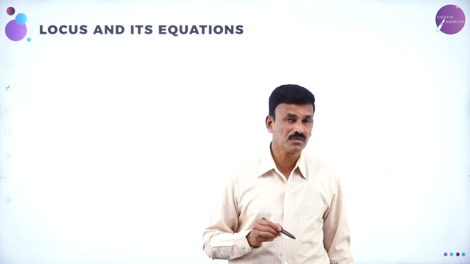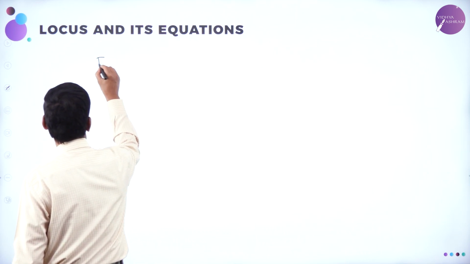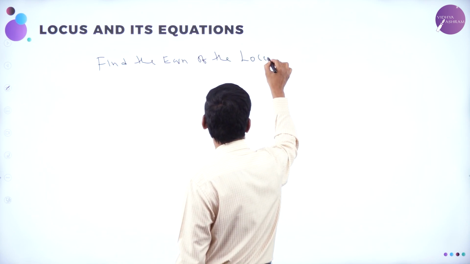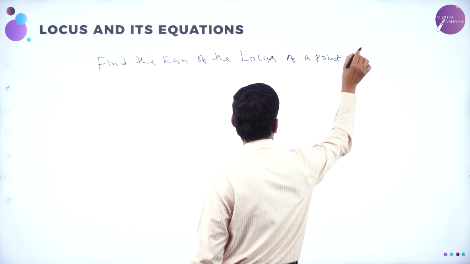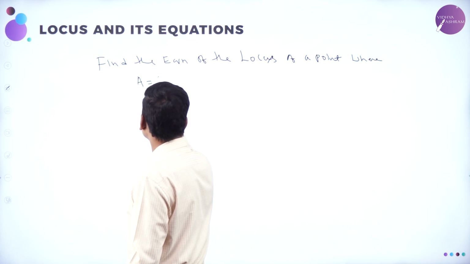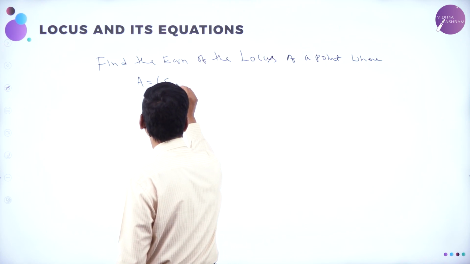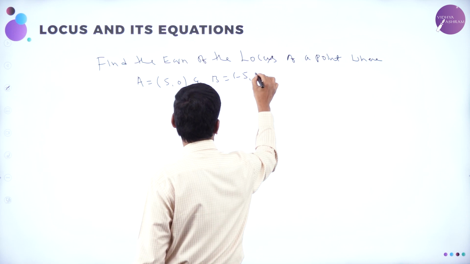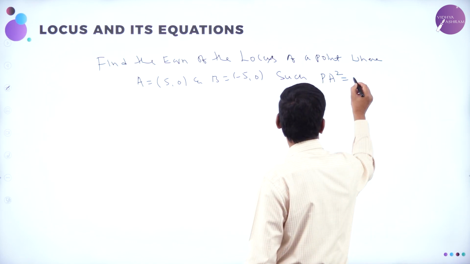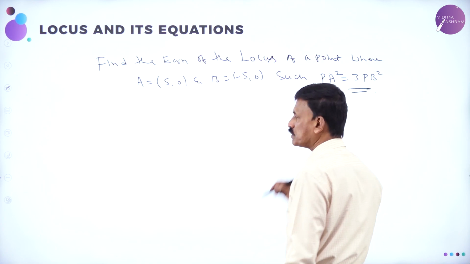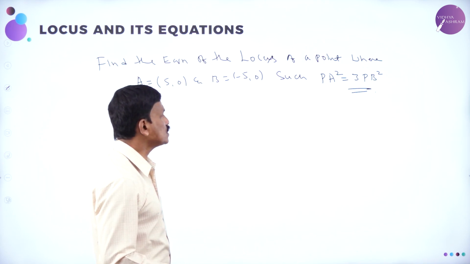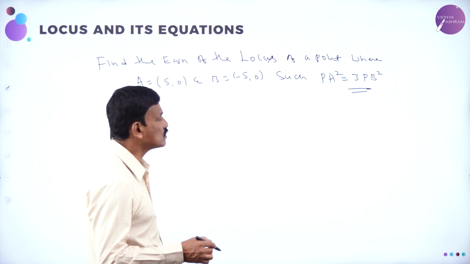Now let us take one more problem, a very important problem. Find the equation of the locus of a point P, where A is (5, 0) and B is (−5, 0), such that PA² = 3 PB². This is a very important problem.